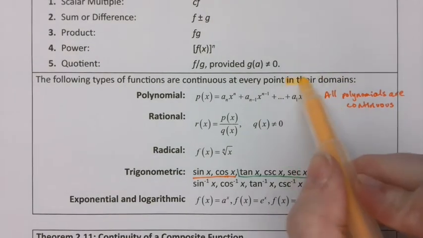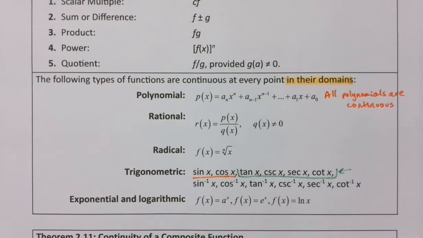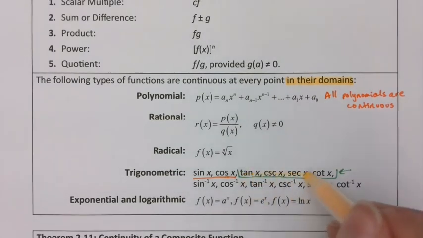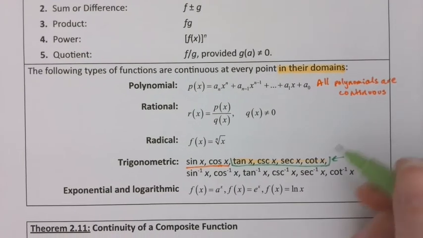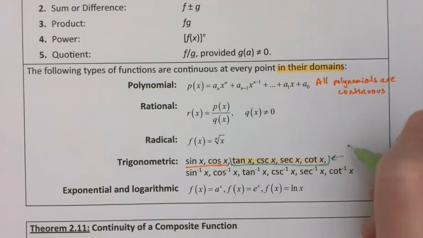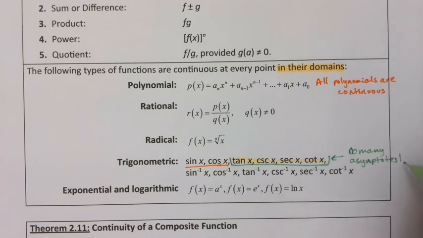If you'll notice, in their domains, and that's the key, because these four functions here, for example, have lots of discontinuities because they have lots of values that are not in the domain. All the values that would make vertical asymptotes on these four. So these have, let me just say, infinitely many asymptotes. So watch out for those trig functions, those four in particular. The other ones are all okay.